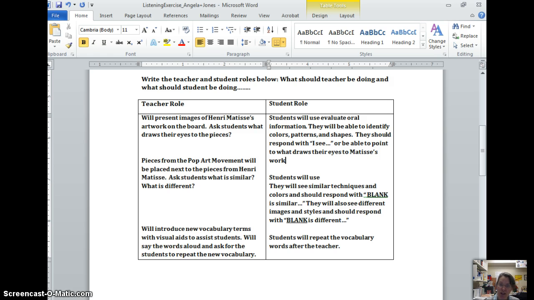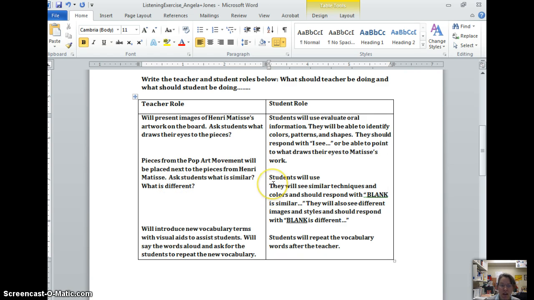They have an option here. The students have an option. They should respond with a sentence prompt, I see, or be able to point to what draws their eyes to Matisse's work. All right. Then she comes over here and says pieces from the pop art movement will be placed next to the pieces from Henri Matisse. Ask students what is similar, what is different.